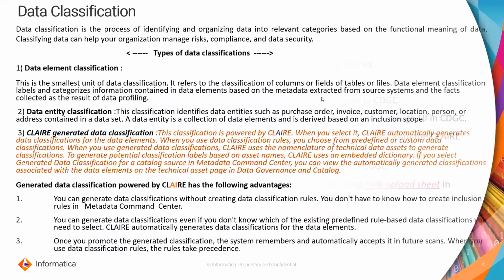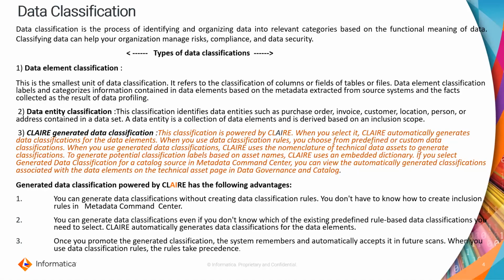Let's begin with seeing what is a data classification. Data classification is the process of identifying and organizing the data into relevant categories based on the functional meaning of the data. In other words, data classification is nothing but labeling, applying labels on top of the data elements, which are your fields or columns, based on the functional meaning of it. Classifying the data helps organizations to manage risk, compliance, and data security.